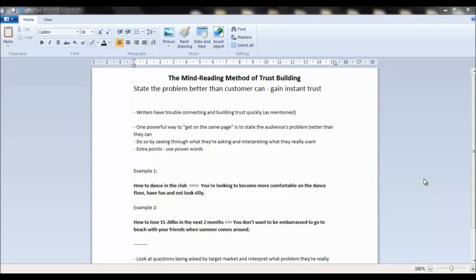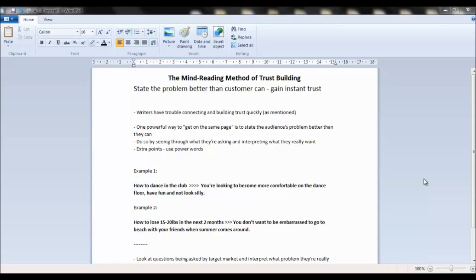The mind reading method of trust building: state the problem better than the customer can to gain instant trust. Okay, so writers have trouble connecting and building trust quickly, as mentioned many times previously. So the one powerful way to get on the same page is to state the audience's problem better than they can themselves. You can do so by seeing through what they're asking for and interpreting what they really want. And for extra points, you can use power words.